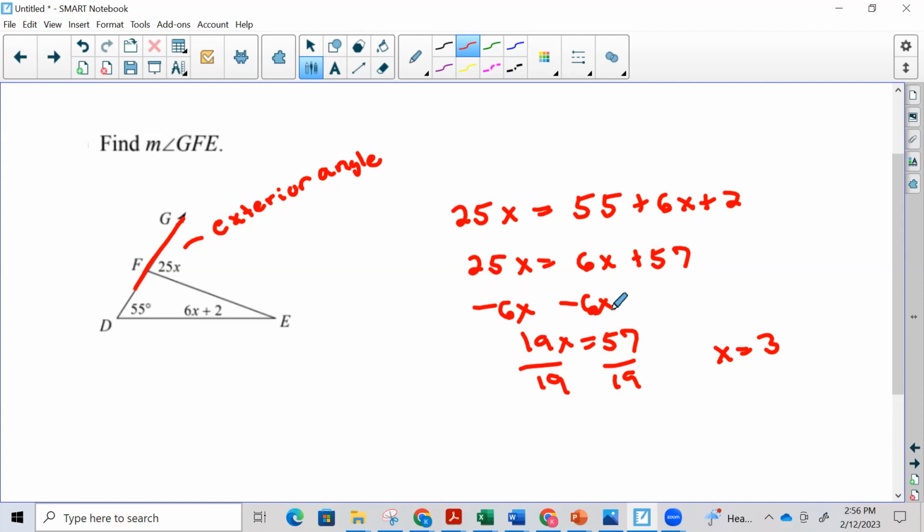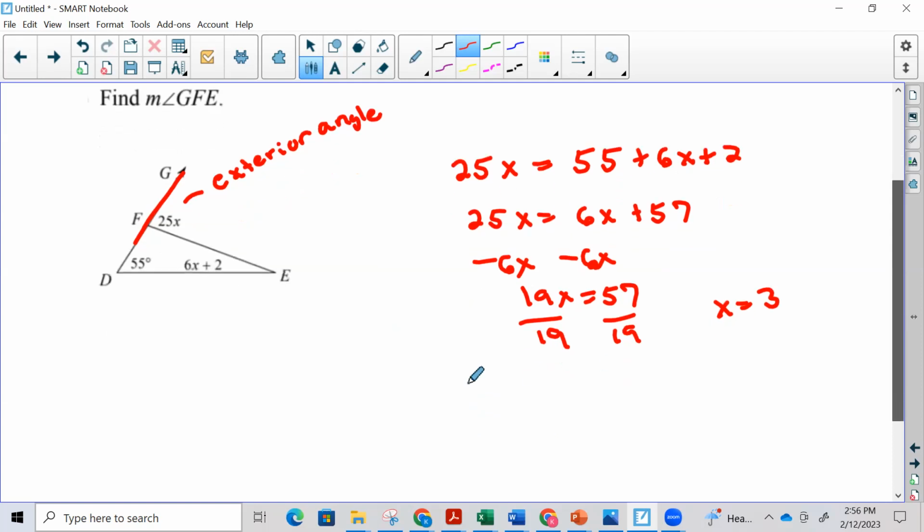And then always make sure you're answering the question. The question did not say find the value of x. It said find the measure of angle GFE. We had to find x to do that. So we know that the measure of angle GFE is equal to 25 times x, which is 3. And that gives me 75.